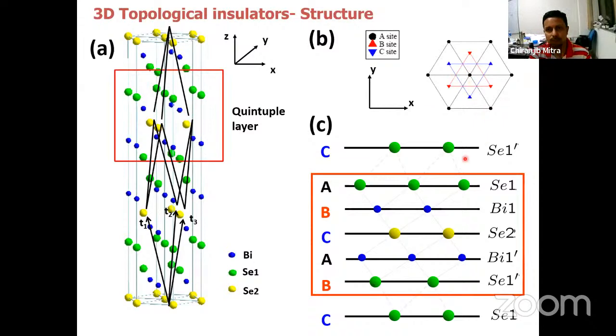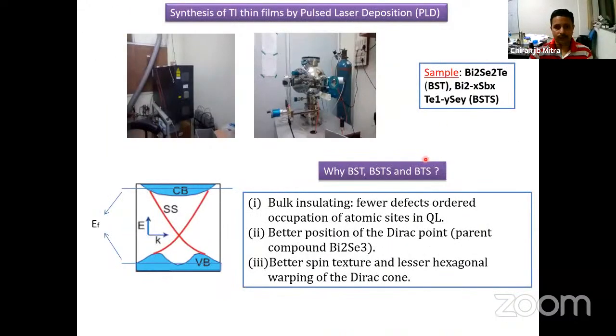Just one thing I want to say is that this is the quintuple layer, and if you see this picture, it's like a hexagonal or triangular structure, and that can be captured from many measurements like AFM and other things also, which we'll see. So this is our pulsed laser deposition chamber. This is the excimer laser, and this is the chamber.